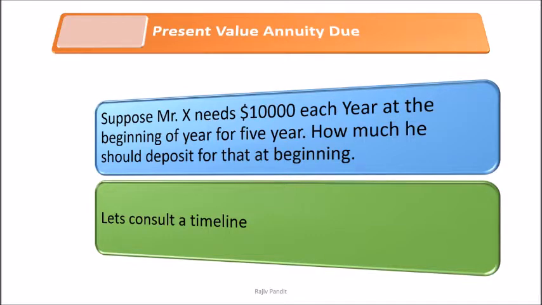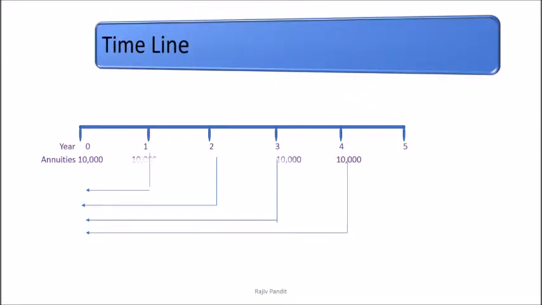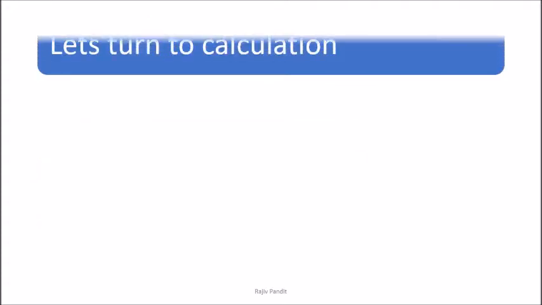Now the present value of annuity due. Suppose Mr. Jax needs 10,000 each year at the beginning of each of 5 years. How much should he deposit for that? Let's consult the timeline. Here is 0, 1, 2, 3, 4, and 5. Annuity is 10,000, 10,000, 10,000, and 10,000. The annuity at year 0 receives year 0 interest, year 1 receives year 1 interest, and like that, and the amount in year 4 receives the interest of year 4.